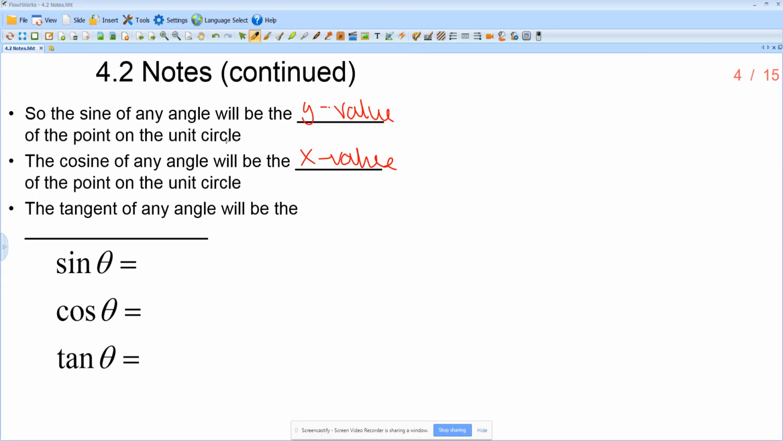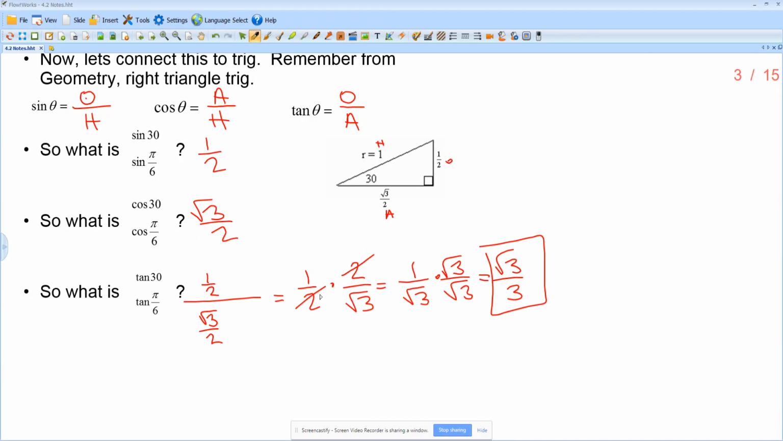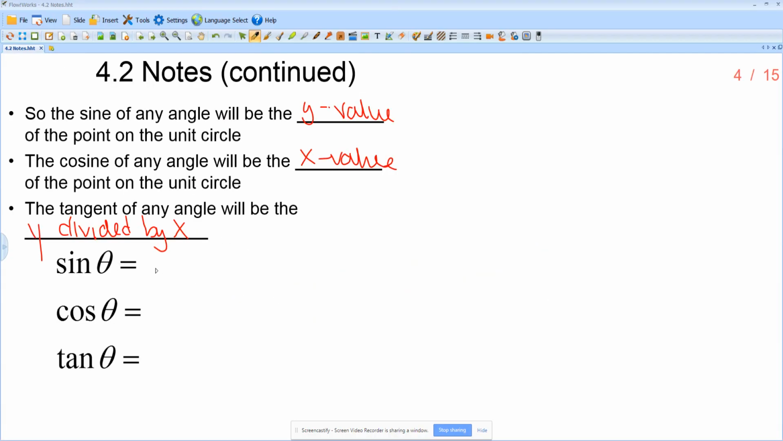An easier way, well, let's do one step first, sorry. The tangent of any angle will be y divided by x. So whatever my y value is over my x value. And you can see that here I did my y value over my x value. So sine is equal to y, cosine is equal to x, tangent is equal to y over x. This is all stuff that you have to memorize.